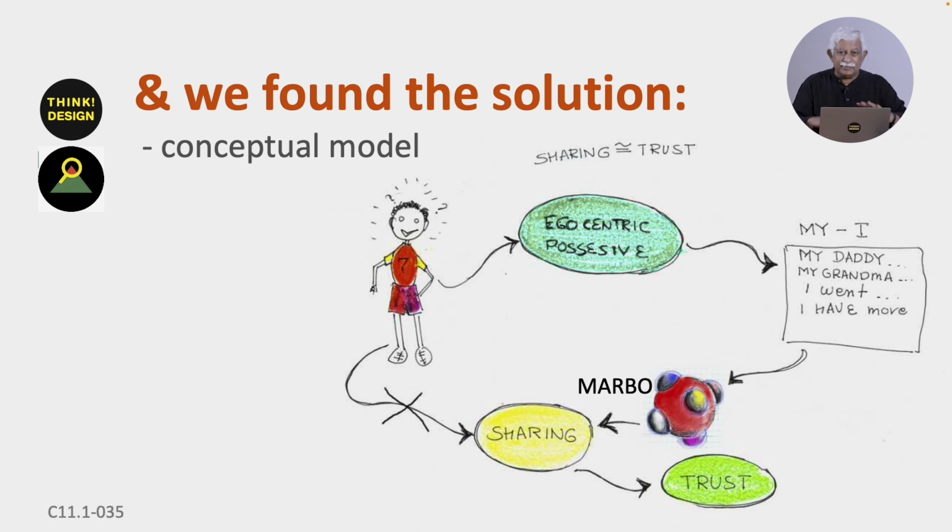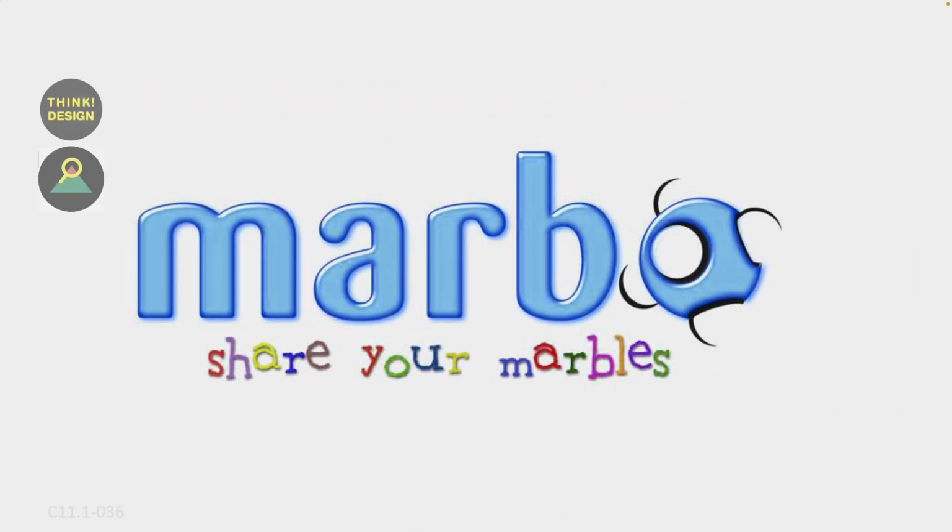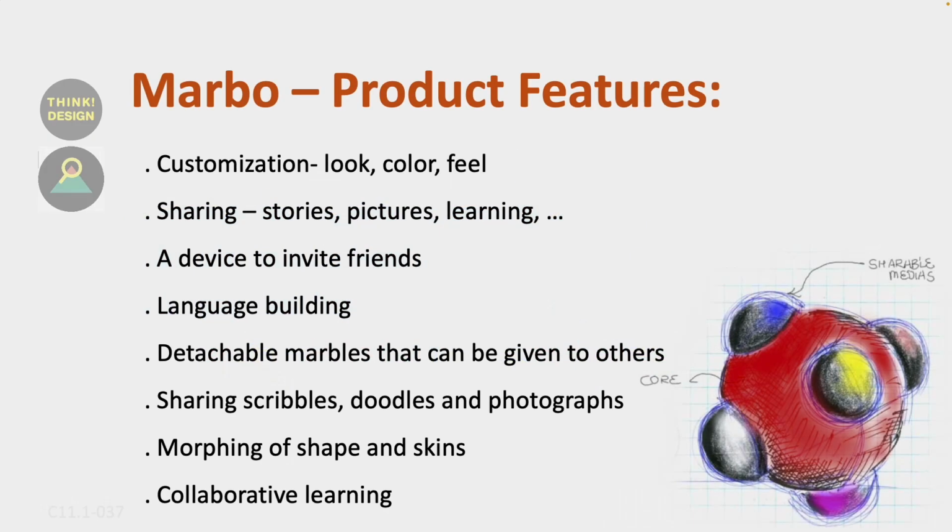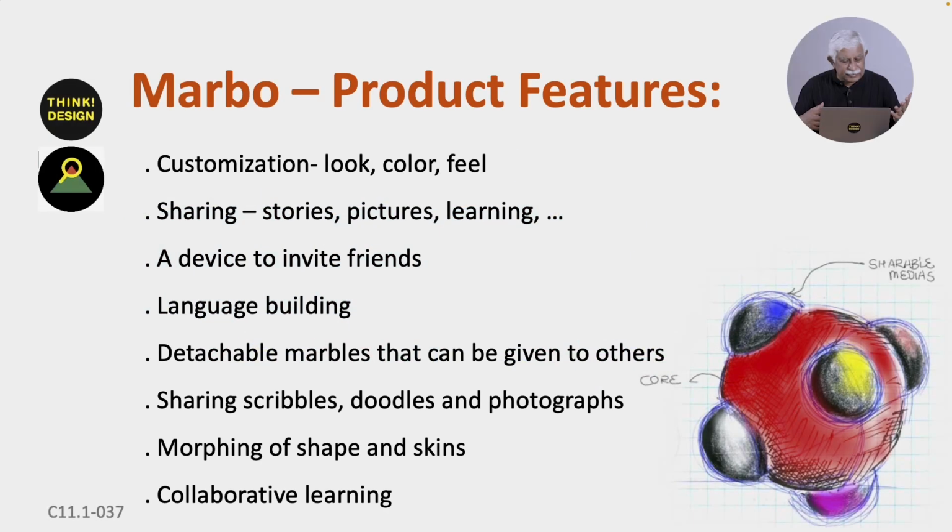And they said, can we relook at the conceptual model, and what is that shareable unit? If I can replace it with marbles, and they call it Marbo, then that sharing happens, and they can build this factor of trust. So this was conceptually the final model. They worked on the identity for it. They called it Marbo, which is basically share your marbles. And they said, let's define some product features for it.